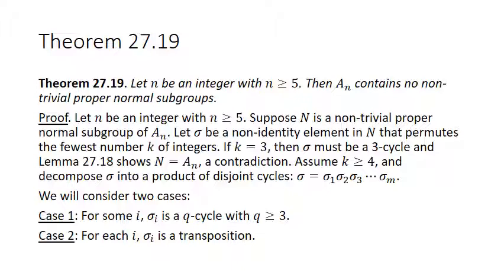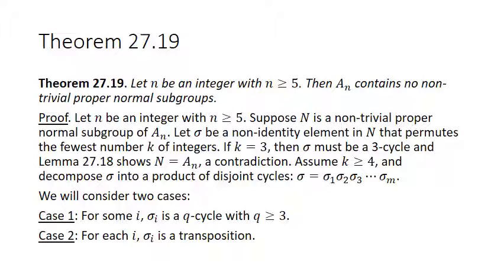So then we have to assume that k is greater than or equal to 4, and then we're going to decompose sigma into a product of disjoint cycles. So we're going to rewrite sigma as sigma_1 times sigma_2, sigma_3, etc., up through sigma_m, where all of these are disjoint cycles. So we know we can always write any permutation as a product of disjoint cycles like this.